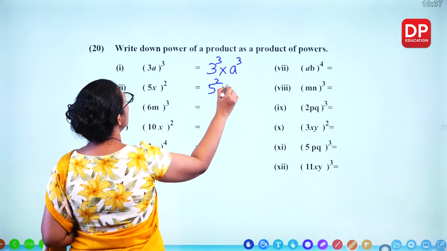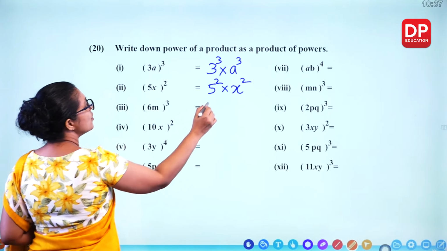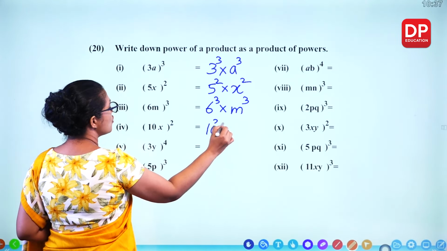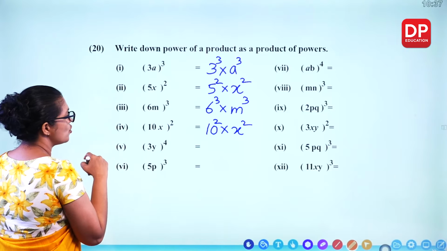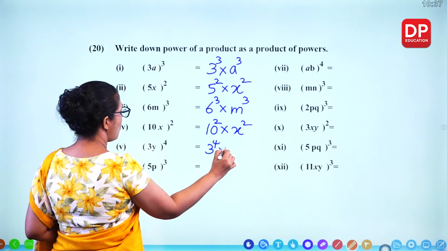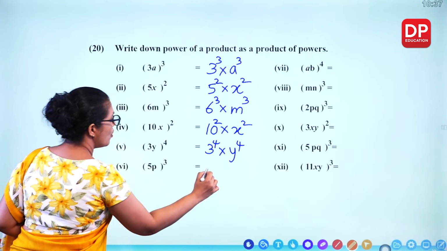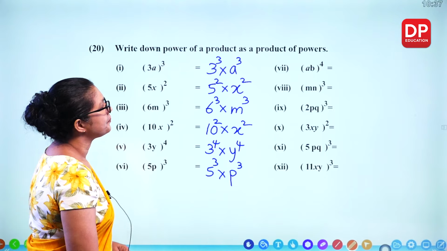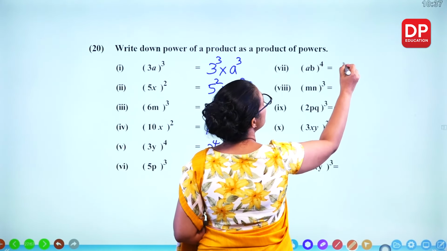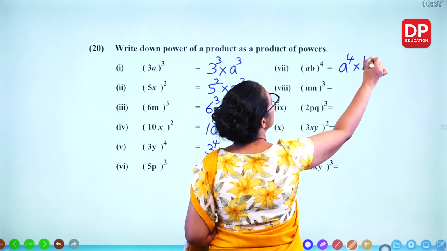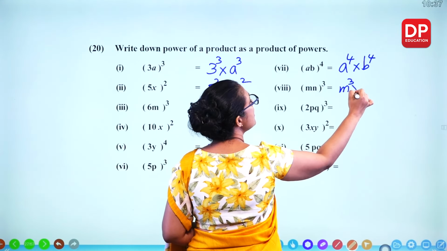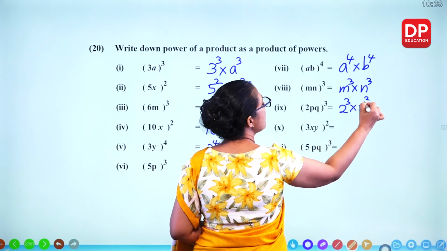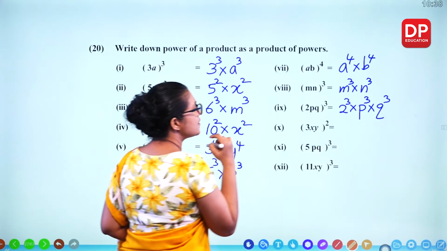5 to the power 2 and x to the power 2. 6 to the power 3 and m to the power 3 here. 10 to the power 2 with x to the power 2. 3 to the power 4 and y to the power 4. Here 5 to the power 3 and p to the power 3. This one a to the power 4, b to the power 4. m to the power 3 and n to the power 3 here. 2 to the power 3, p to the power 3 and q to the power 3.